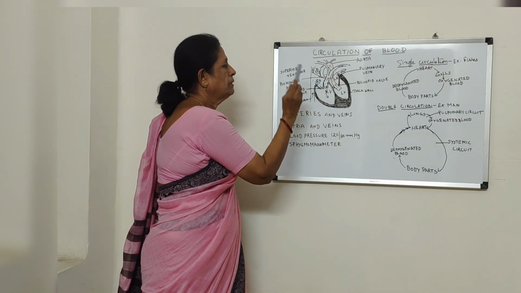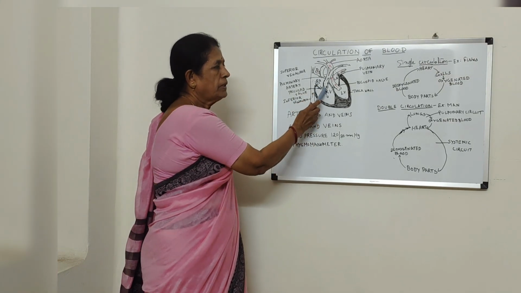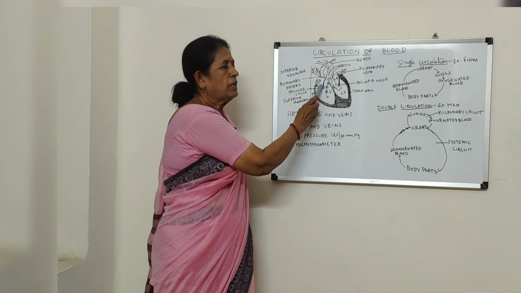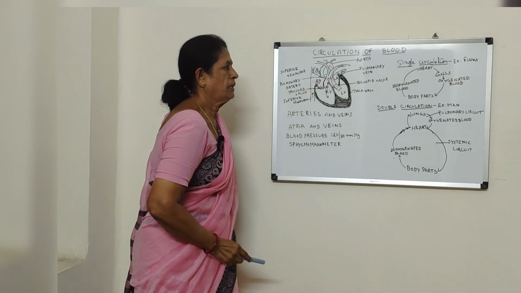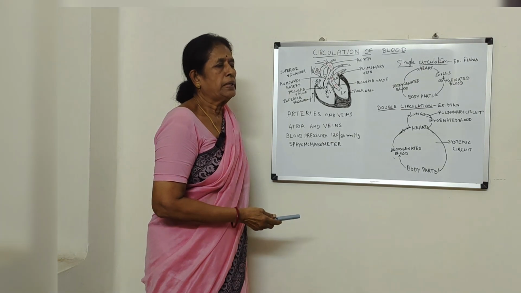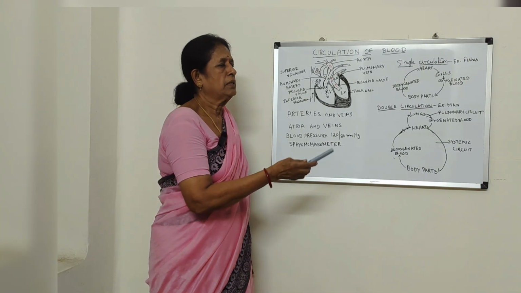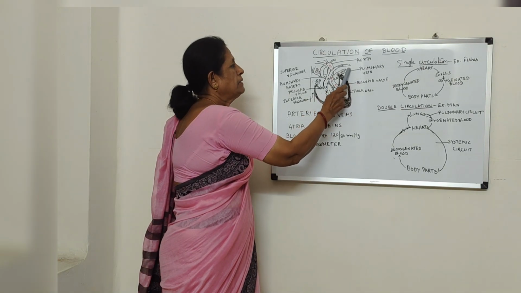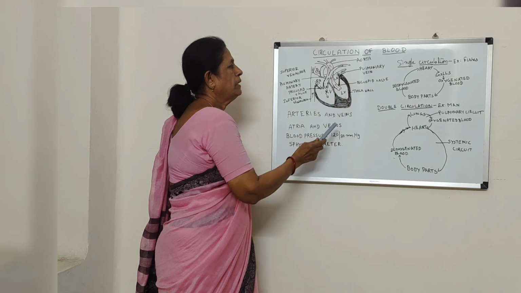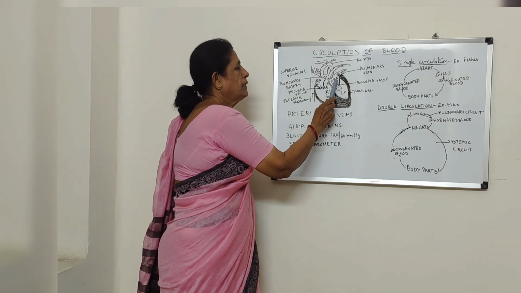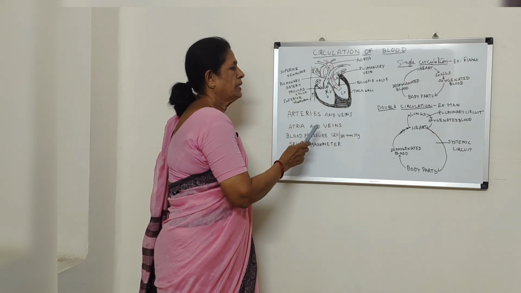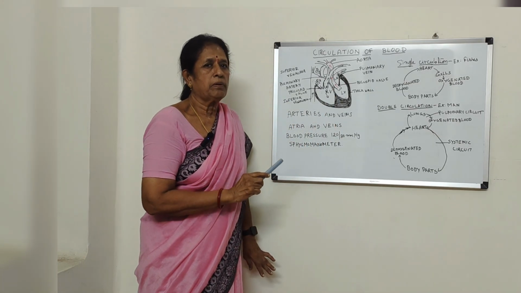Right auricle opens into right ventricle. From the right ventricle, the pulmonary artery arises and supplies blood to lungs, right lung and left lung. In the lungs, the blood gets oxygenated, isn't it? And the oxygenated blood is collected by pulmonary vein and it opens into left auricle, and from the left auricle the blood flows into left ventricle. So there is no backward flow of blood.